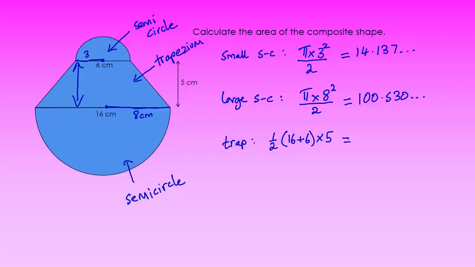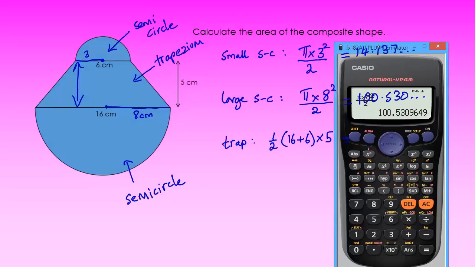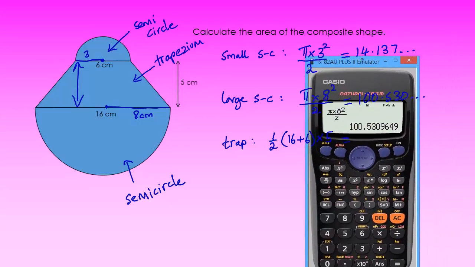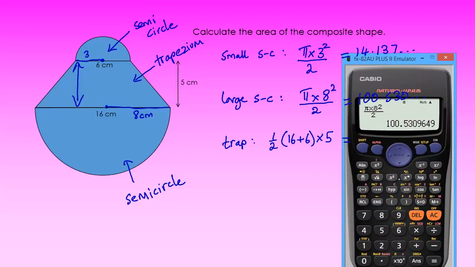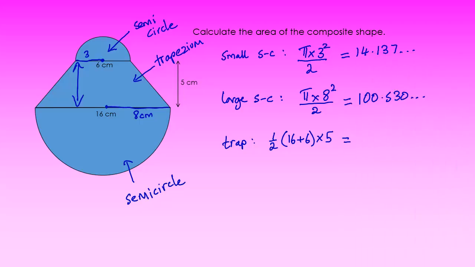And then we need to do the trapezium. So that's going to be 1/2 multiplied by 16 add 6, which is 22. Multiplied by 5, and that gives me 55.